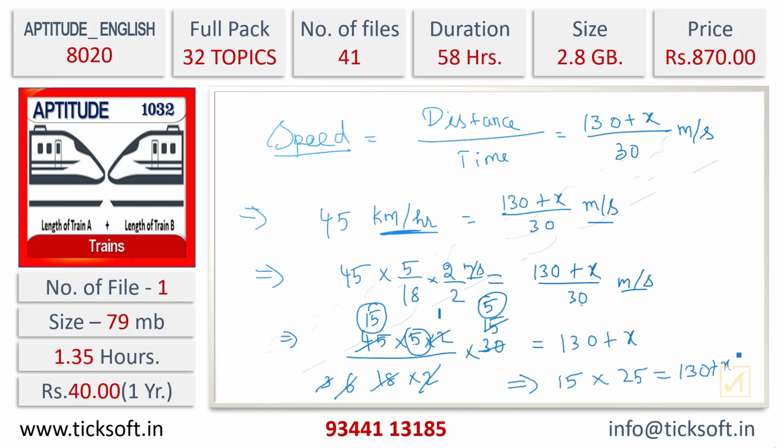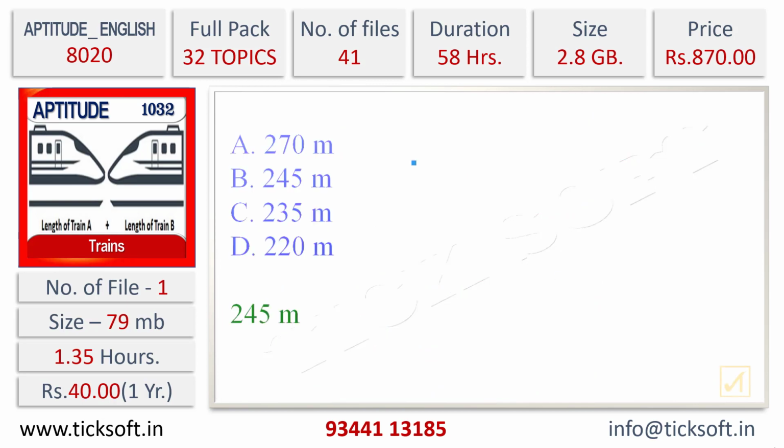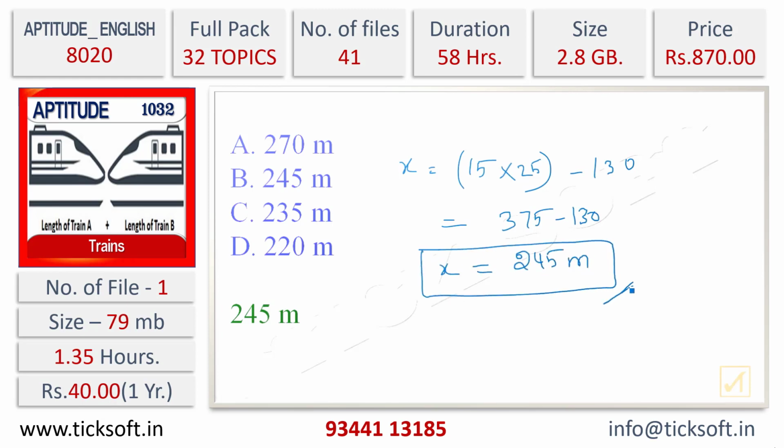Now our aim is to find out the value of x because that is the length of the bridge. So therefore we have to bring this 130 to the opposite side. Hence the value of x will be equal to 15 into 25 minus 130. So now here 15 into 25 will be equal to 375, and this minus 130 will be equal to 245. So therefore the length of the bridge here is 245 meters. So out of these four options, option B, 245 meters is the correct answer.